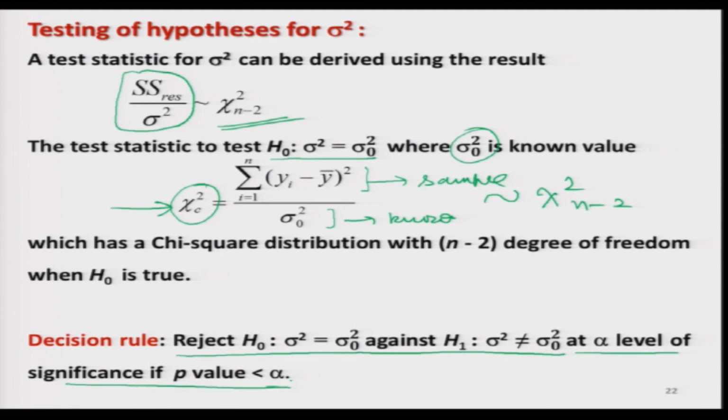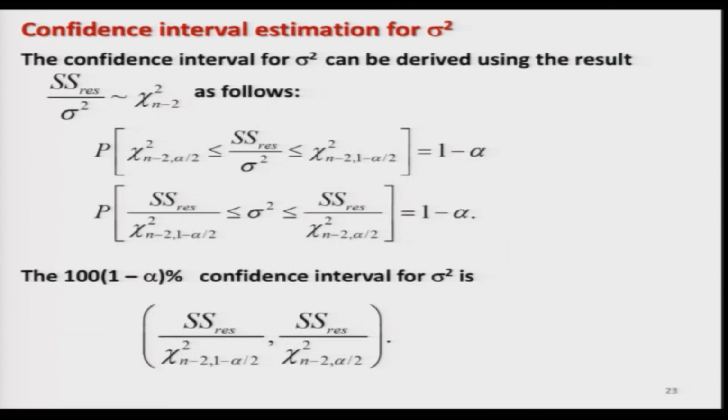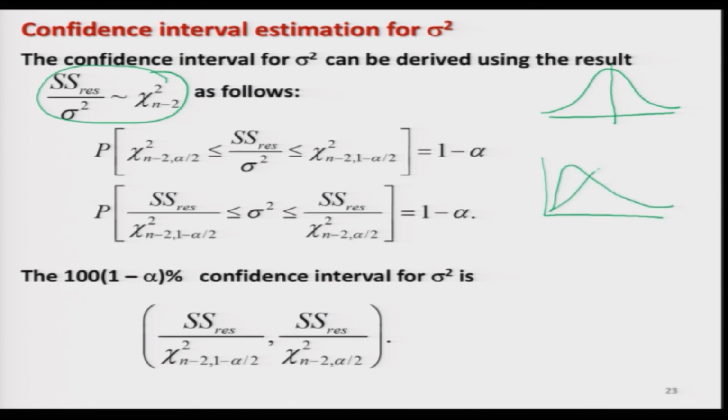Same thing what we have done earlier, and you can also construct the confidence interval using the same result, but now here you have to be careful. Normal and t distributions are symmetric around their mean value, right. But chi-square is not a symmetric distribution, and it has different shapes depending on the degrees of freedom. When the degrees of freedom are small, like 1, 2, 3, 4, the curve looks like this.